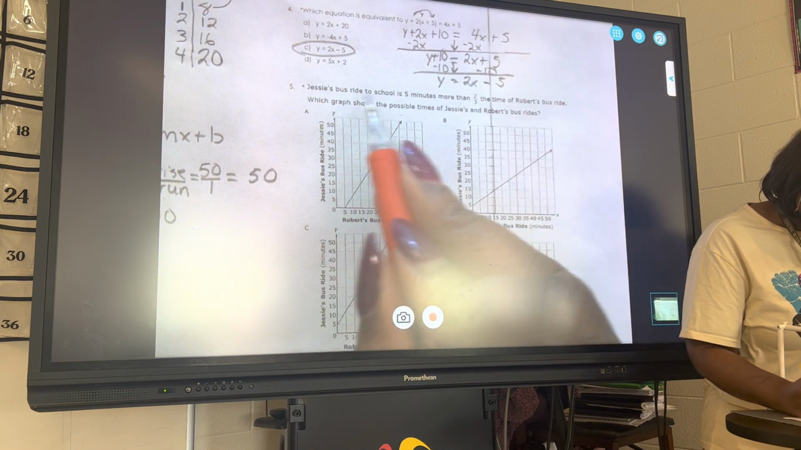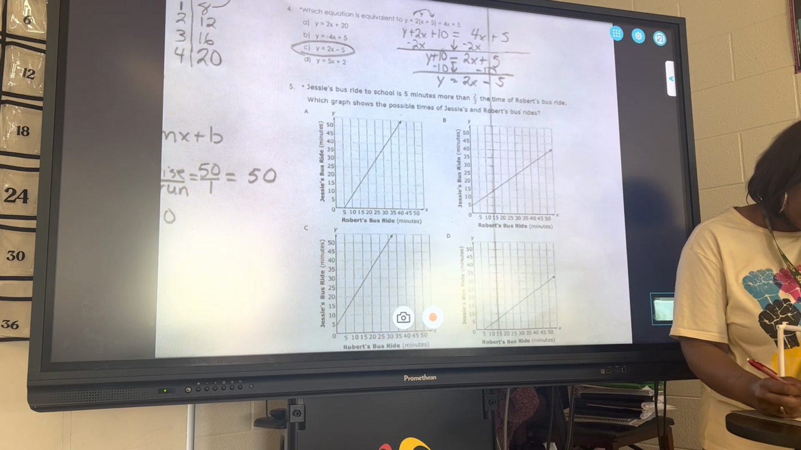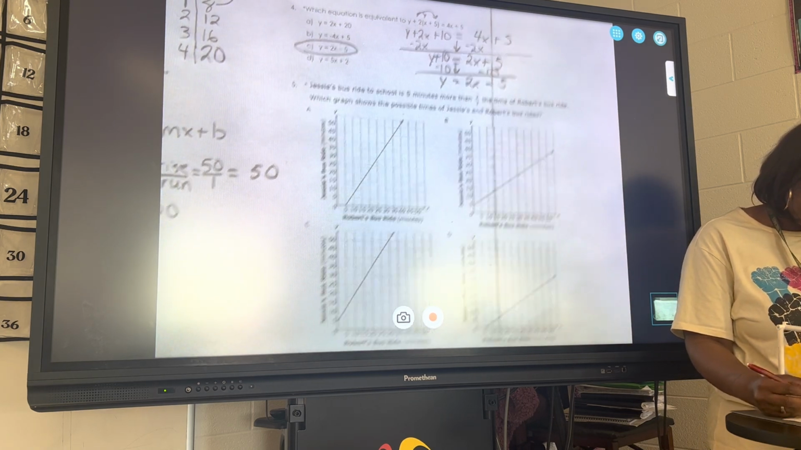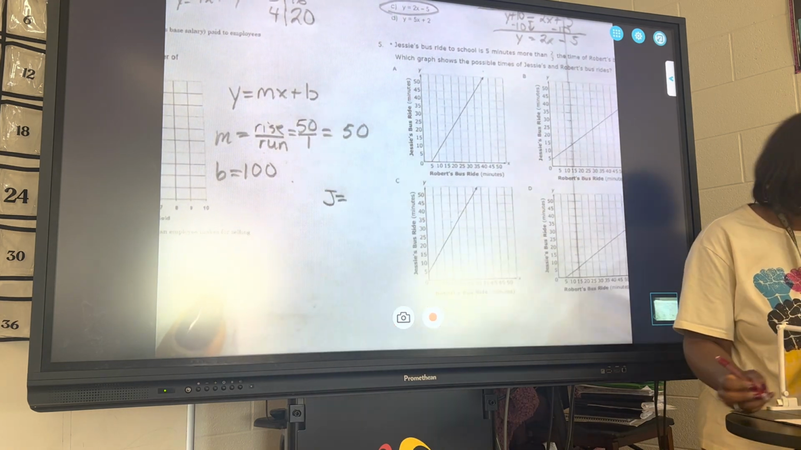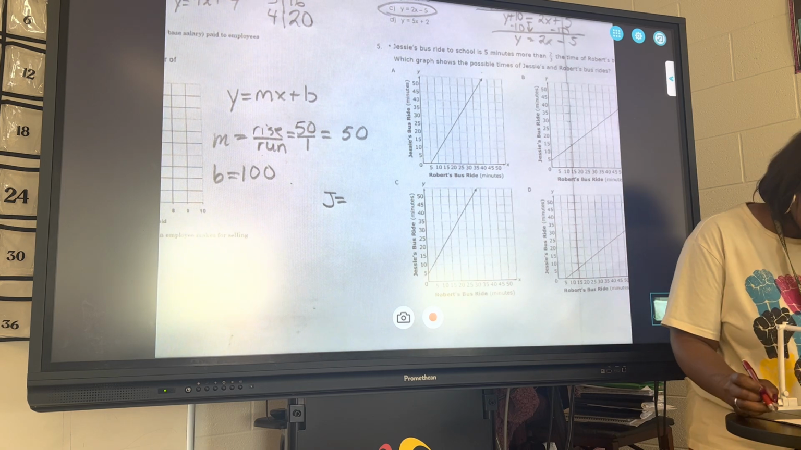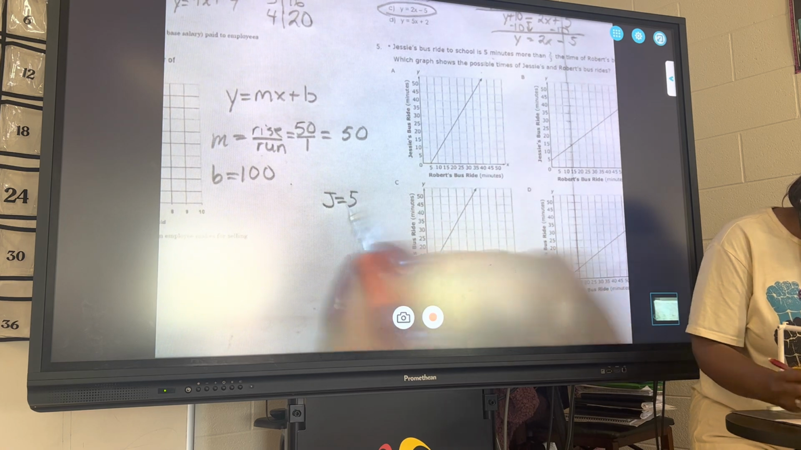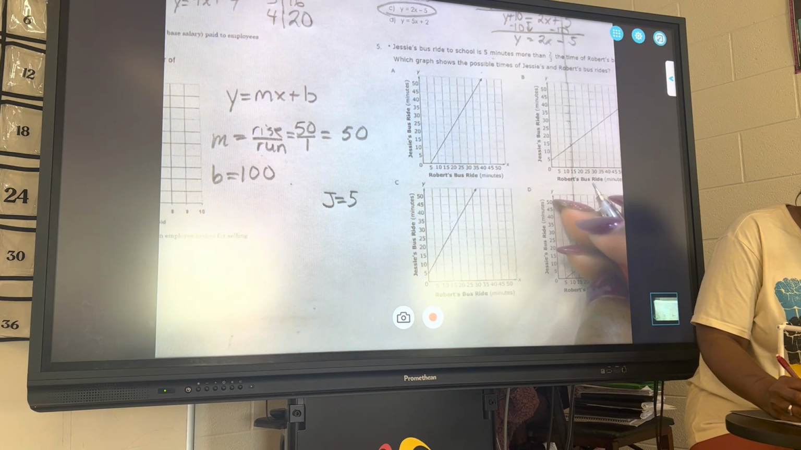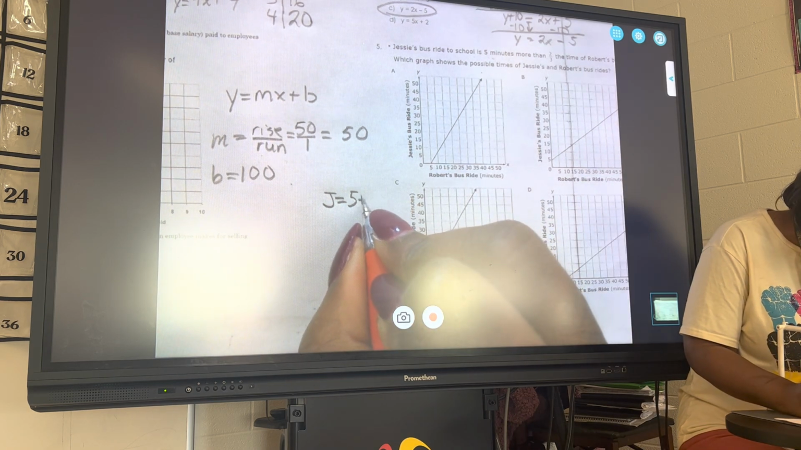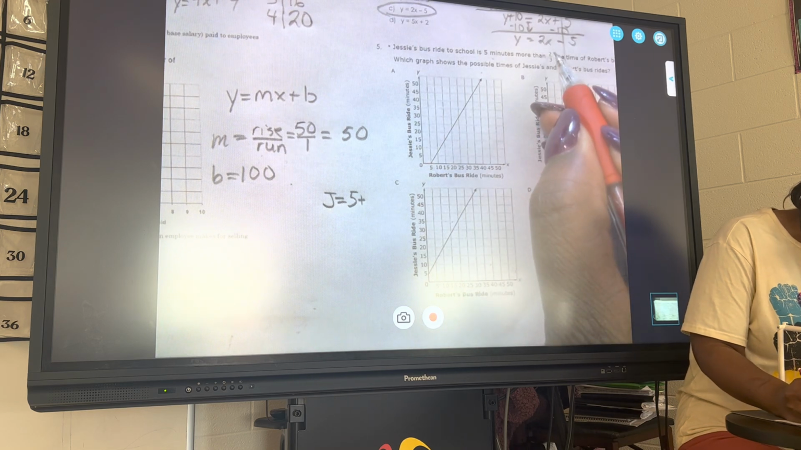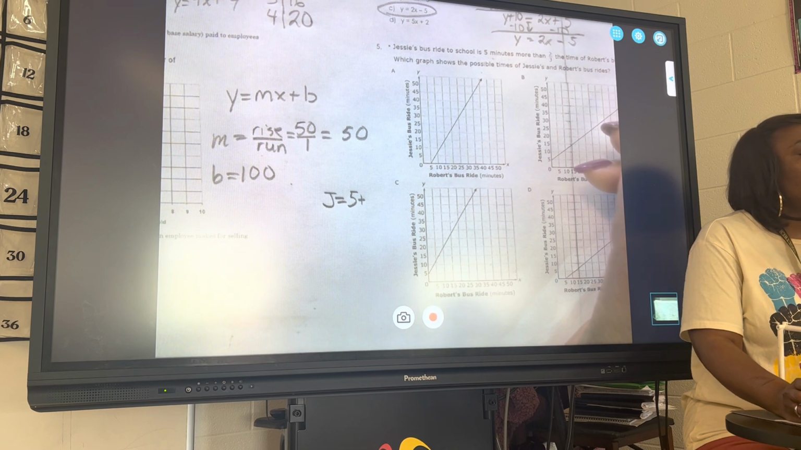Number 5 says that Jesse's bus ride to school is, so let's write this out. Let's use the letter J for Jesse. So we got J is equal to. Are you okay with me writing it like that? And then it says 5 minutes more than. What operation is more? Addition. So we got 5 plus, and it says 2/3 the time of Robert. 2/3 of means multiplication.